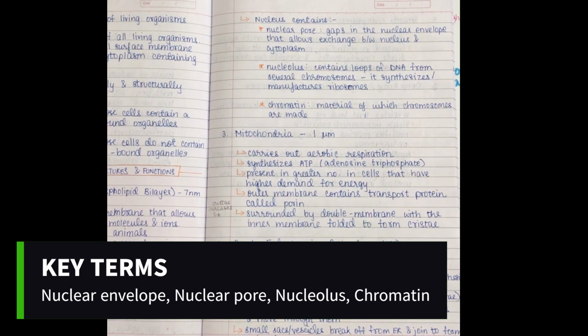So the key points under the nucleus are, one, that it's a large dense organelle. It has a nuclear envelope surrounding it, and this nuclear envelope is a double membrane. The nucleus is continuous with the RER. The nucleus contains nuclear pores, which are basically gaps in the nuclear envelope. This allows exchange between the nucleus and cytoplasm. The nucleolus contains loops of DNA and it synthesizes or manufactures ribosomes. And the chromatin is the material from which chromosomes are made.